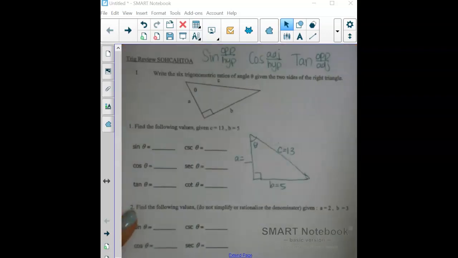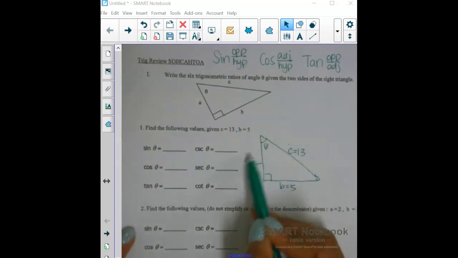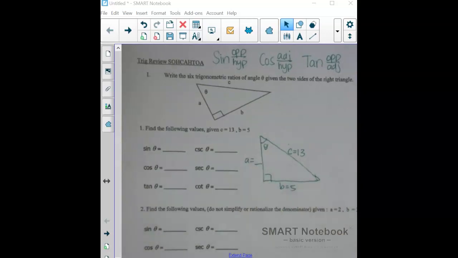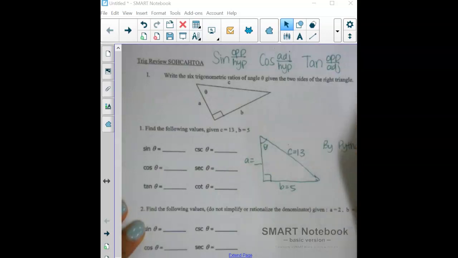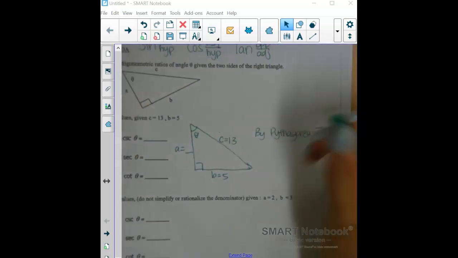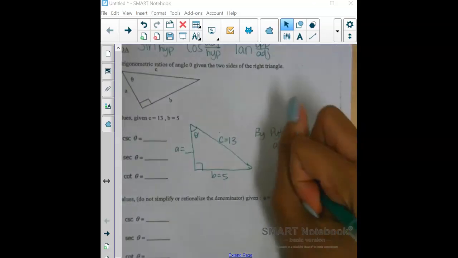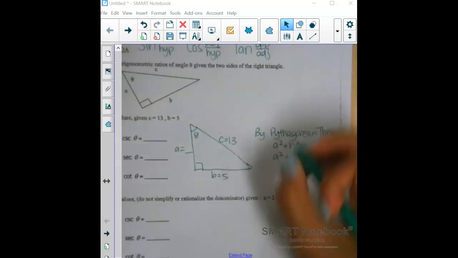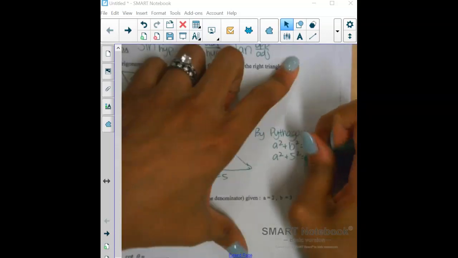Using my trig functions, I need to identify the different sides. In order to do that, I need to identify what A is. How can I find out what A is? Pythagorean theorem. Over here to the side, I'm going to use the Pythagorean theorem to find out what that A side is. A squared plus B squared equals C squared. A is unknown. B is 5. And C I actually do know, and that's 13.